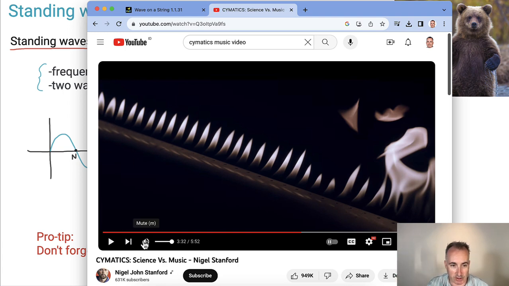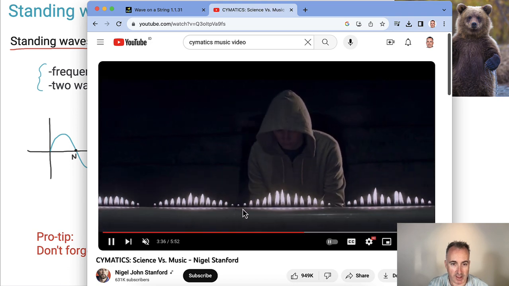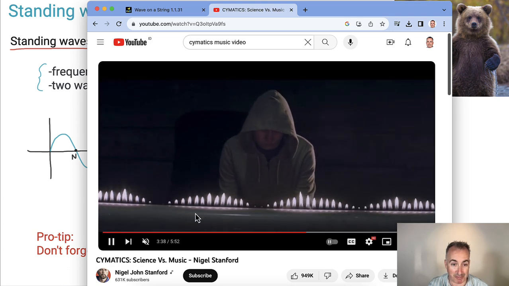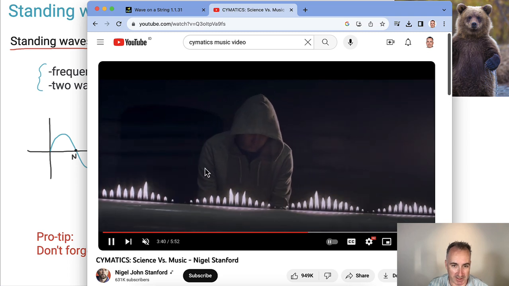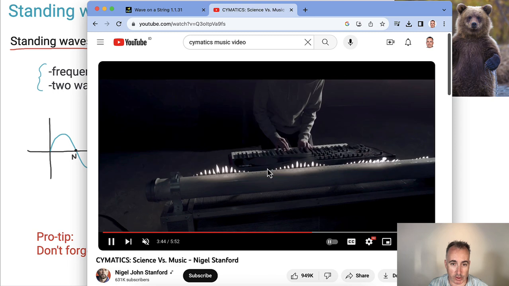So if we look at this one here, I'll just mute it right here. But if you look at this, highly recommend. Do you notice as you're playing the piano, it makes these cool standing wave patterns with flames. That's kind of cool. Of course, it's very dramatic what they've done in this video, but I think it's really neat to see that you can have some really cool effects.